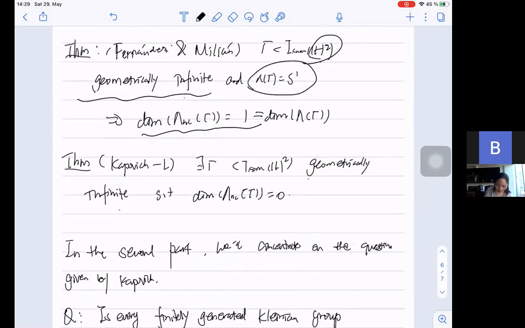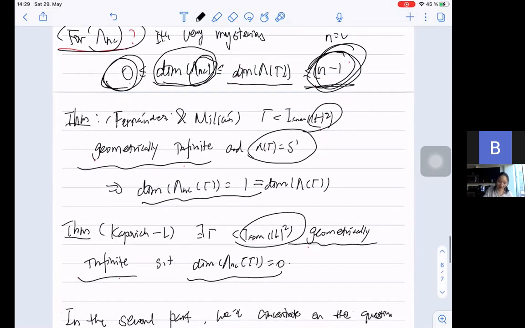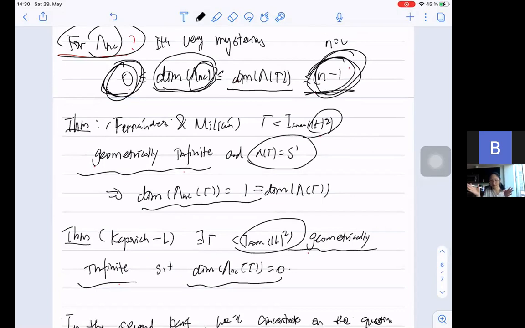In joint work with Kapovich, we also find an example gamma, geometrically infinite inside the isometries of H2, such that the Hausdorff dimension for the non-conical limit points is 0. So this lower bound can also be reached, and actually the gap between this Hausdorff dimension and that of the whole limit set can be arbitrarily large.